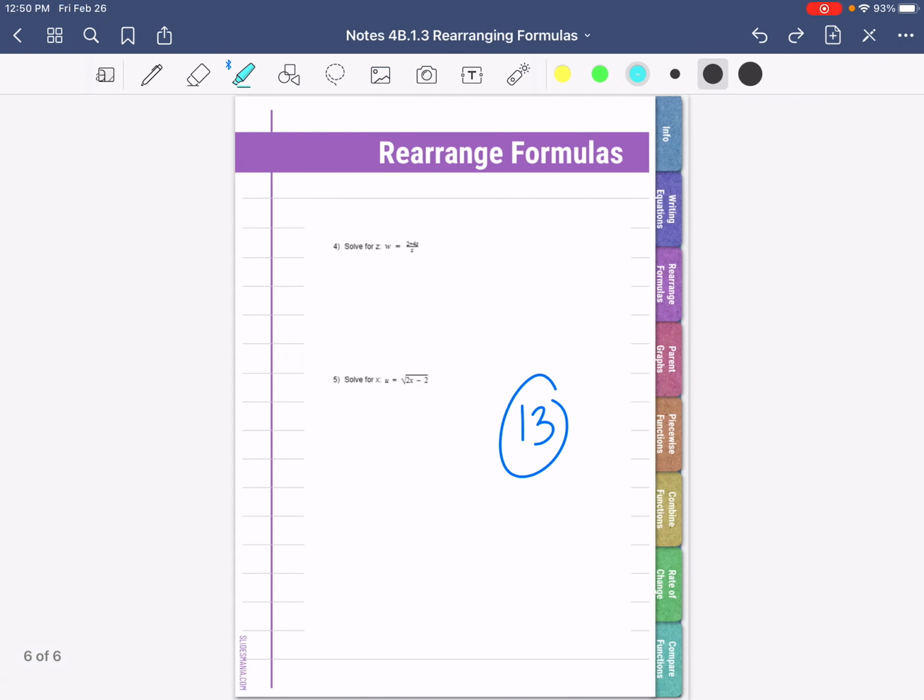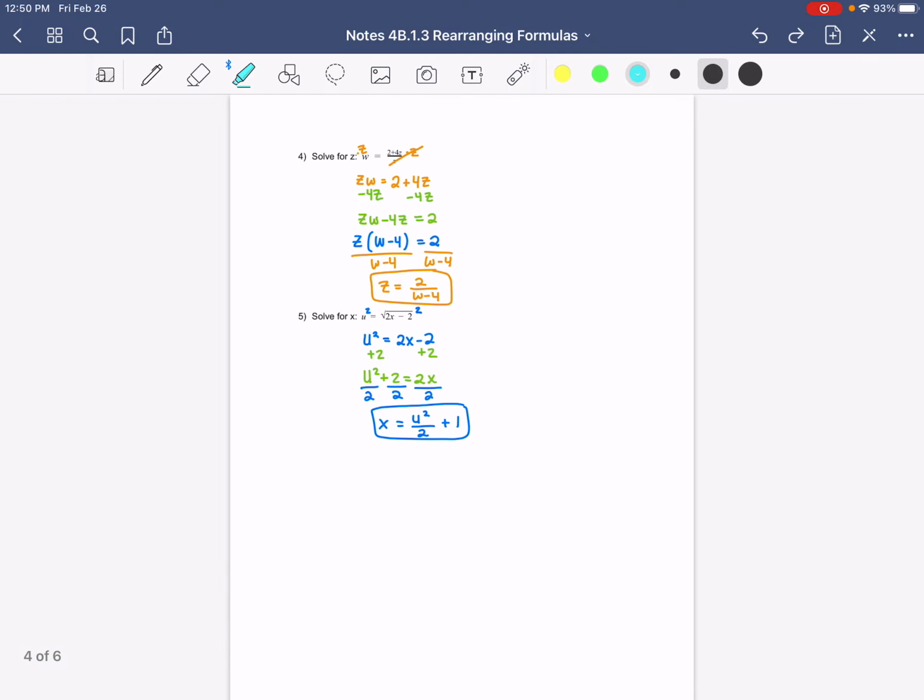So this is on slides 12 and 13, and then your homework is more practice on Delta Math. And that's it.